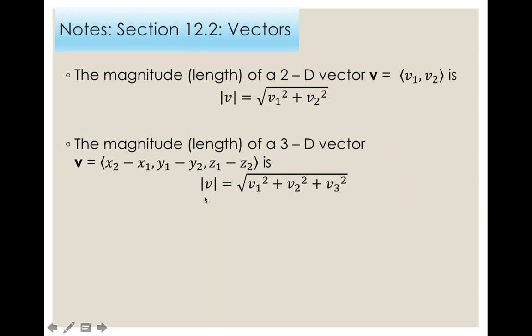Magnitude, think absolute value, because the absolute value connection is that it is a distance, it is positive, magnitude is positive. Also, magnitude is a number. It is not a vector, it is a number, whether you're in 2D or 3D.